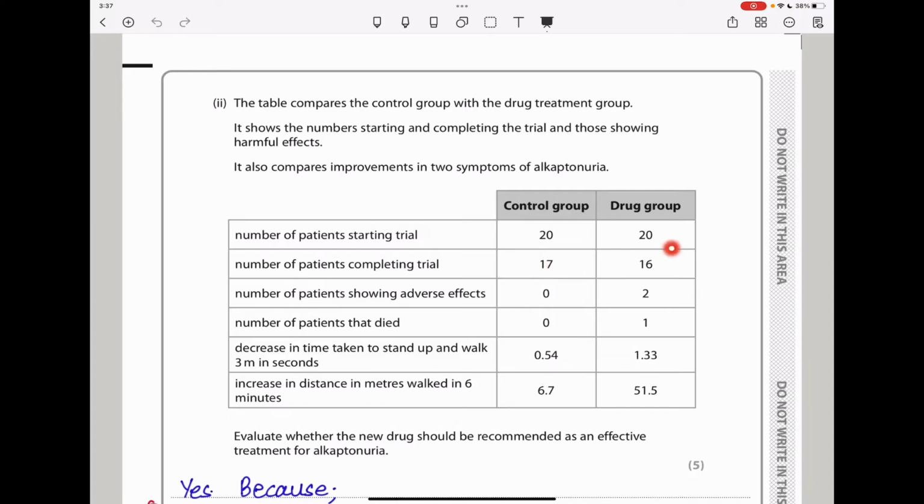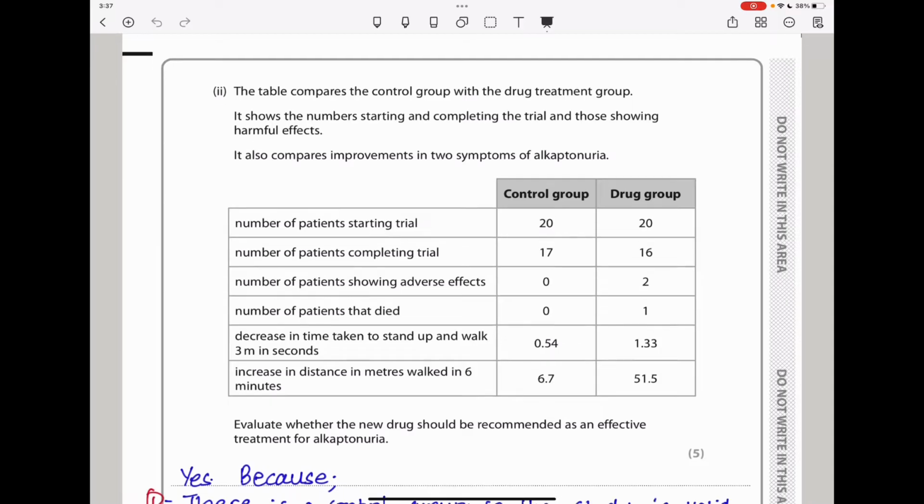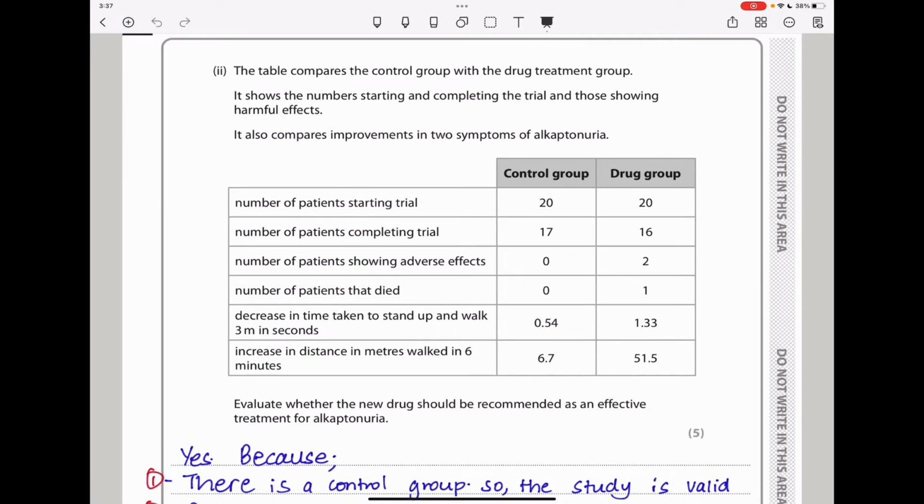So it means if some people left the trial, then they're decreasing the number and making our results not as consistent. The number of patients showing adverse effects for the control group was 0. Here there were 2. And then the number of patients who died, 0. Here we had 1. So we want to know if the drug killed the person or they had other issues. Decrease in time taken to stand up and walk 3 meters in seconds. We can see there is a decrease. An increase in distance in meters walked in 6 minutes. There is that and that.